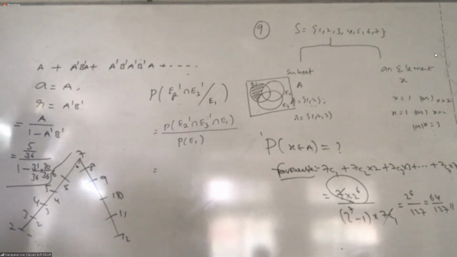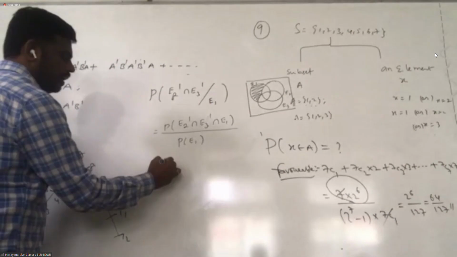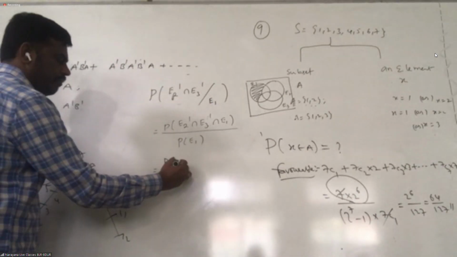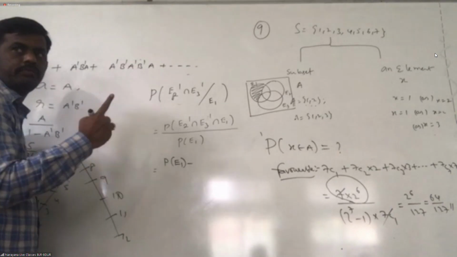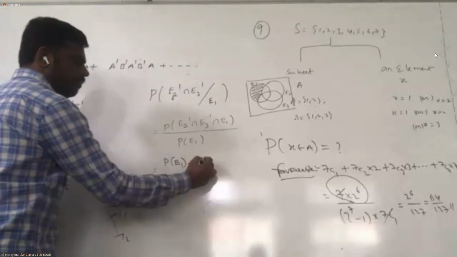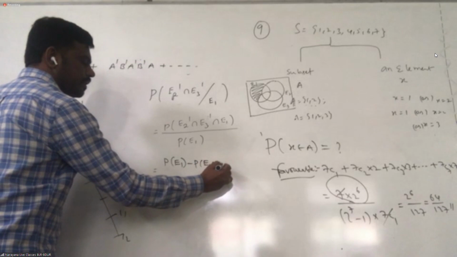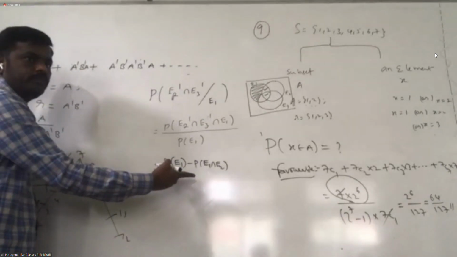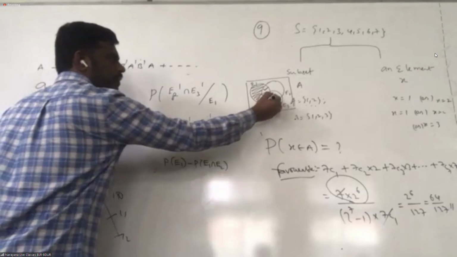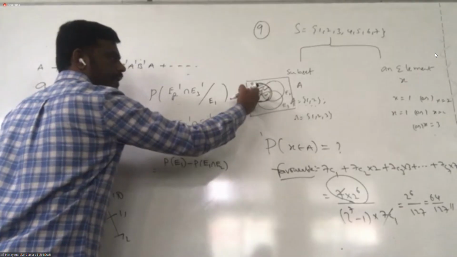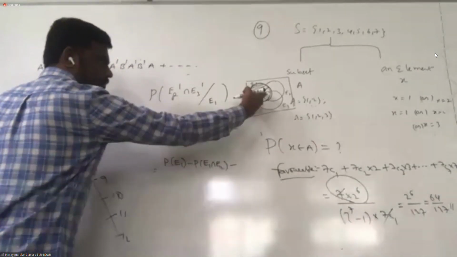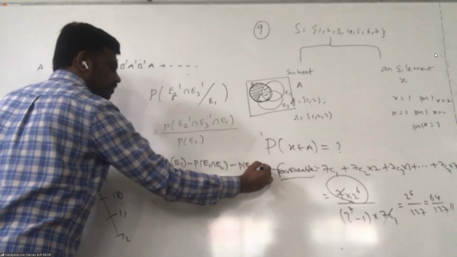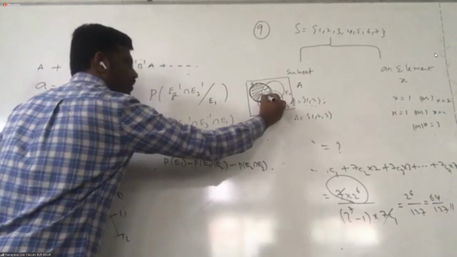Okay. So now I can write this particular value. Observe, students, all of you. From the diagram, I am removing P of E1 intersection E2. That means I removed this part and this part. Here I removed from E1 because I need this only. Again minus, I am removing E2 intersection E3 also. That means again I removed this and this.